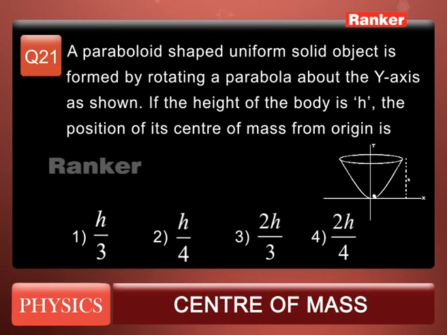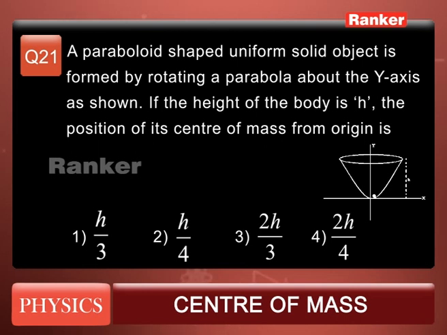Question number 21. A paraboloid shaped uniform solid object is formed by rotating a parabola about the y-axis as shown. If the height of the body is h, what is the position of its center of mass from the origin? The first option is h by 3, the second option is h by 4, the third option is 2h by 3, and the fourth option is 2h by 4.